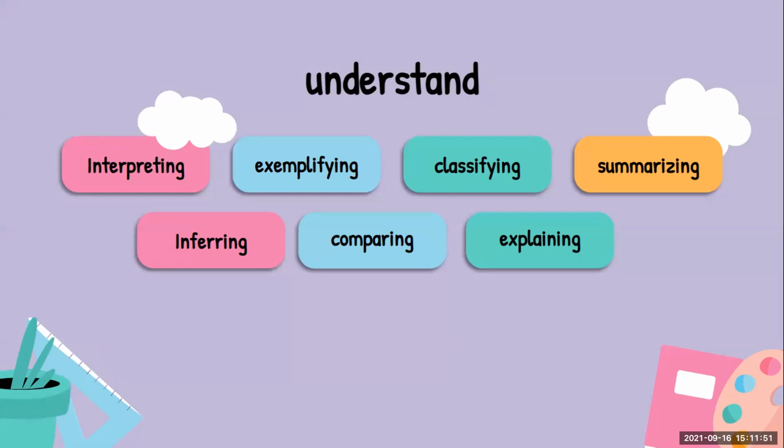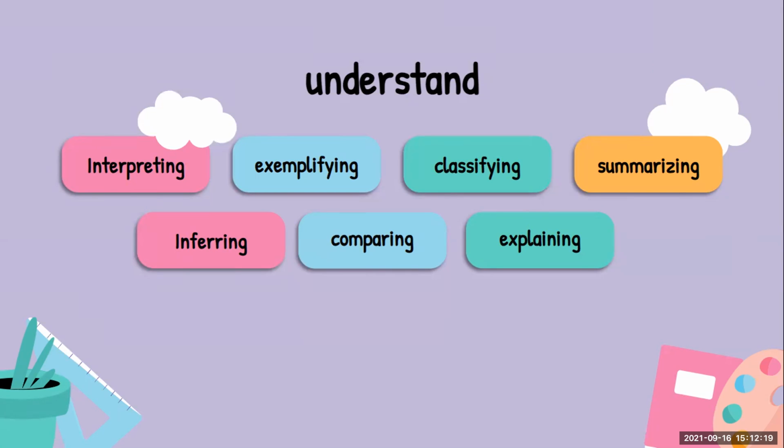For the first, we will present about interpreting and exemplifying. Interpreting occurs when a student is able to convert information from one representational form to another. And exemplifying occurs when a student gives a specific example or instance of a general concept or principle.